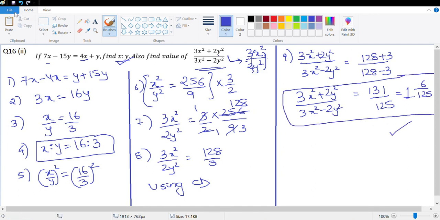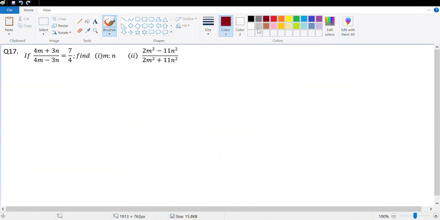Good. Let's look at the next question. The next question that we do is question number 17. Question number 17 says, if 4m plus 3n upon 4m minus 3n is 7, we need to find the value of m is to n. Perfect. So using componendo and dividendo, that should remove m or n from either the numerator or denominator.